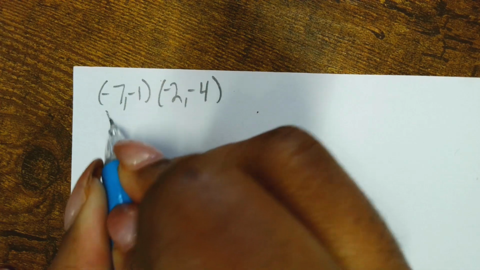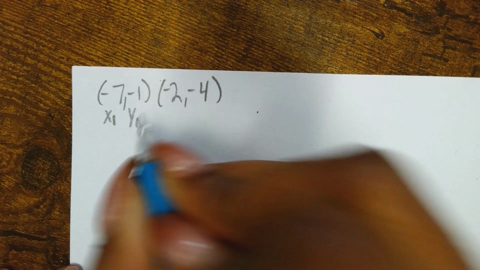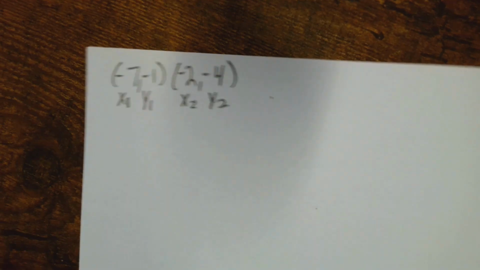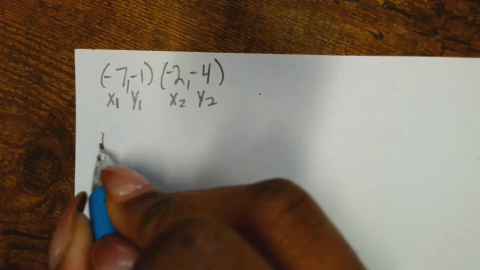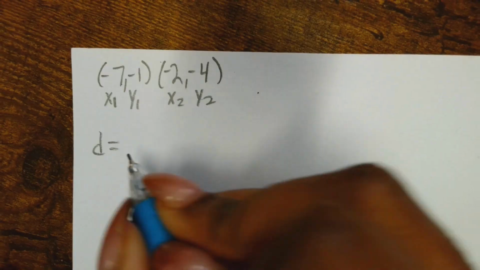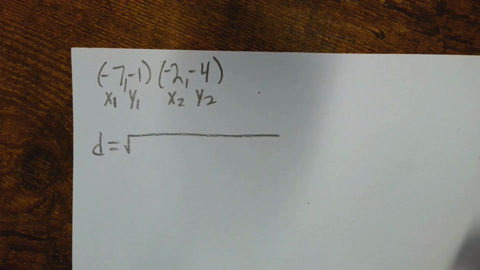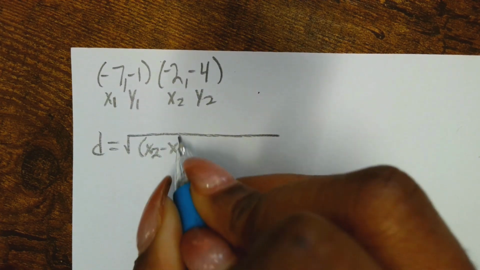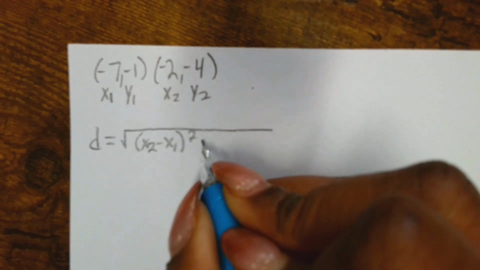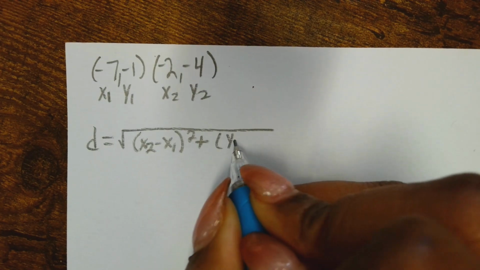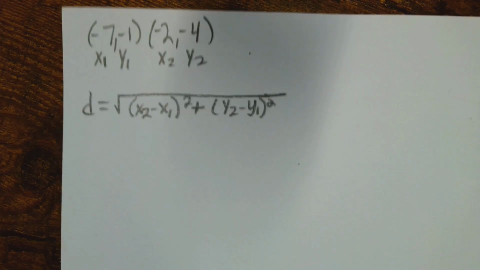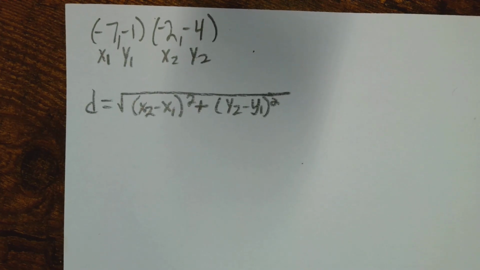So you should get x1, y1, x2, y2. Think about the formula now, what D is equal to. We know it's a square root. Let's go with the x's first: x2 minus x1 squared. We're adding y2 minus y1 and square it. Questions? Okay, no problem.